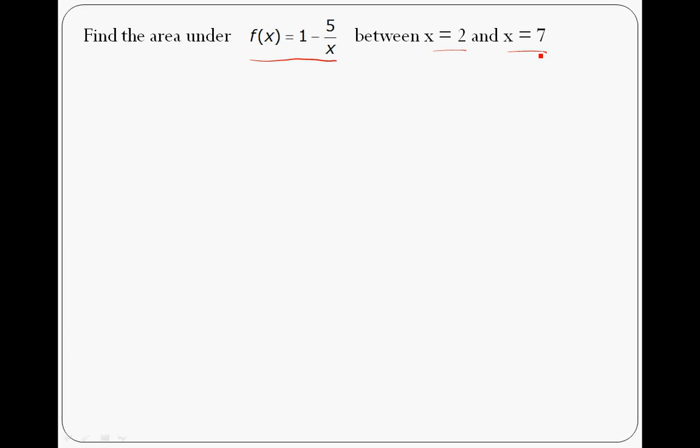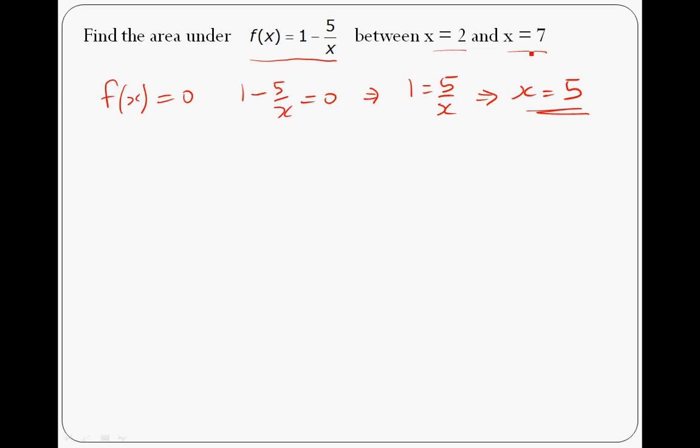The first thing to find out is if the function crosses the x-axis between 2 and 7. So we need to solve and find where f of x is equal to 0. So in this case 1 minus 5 over x equals 0, or 1 is equal to 5 over x, or x is equal to 5. So we have a crossing point between 2 and 7.